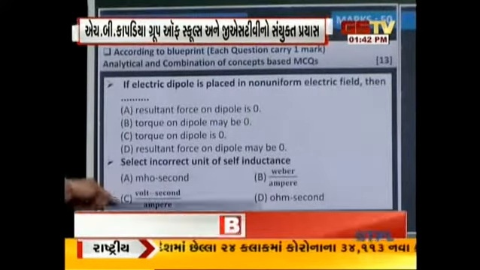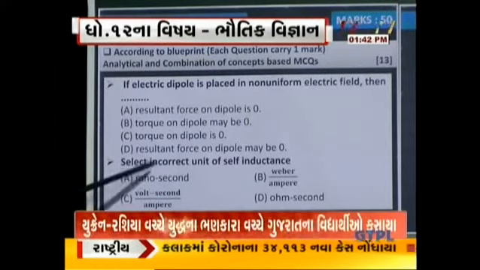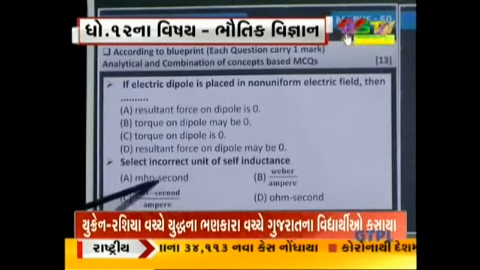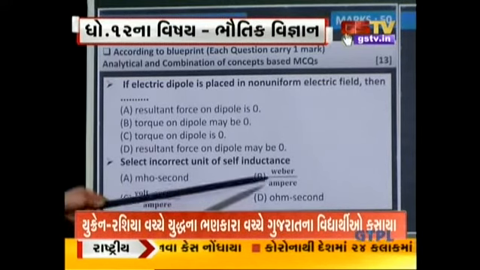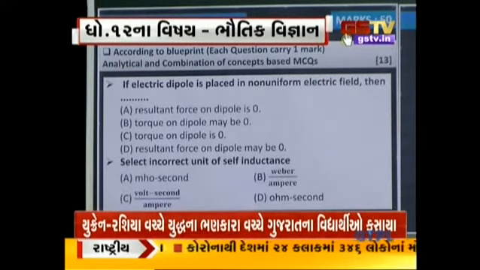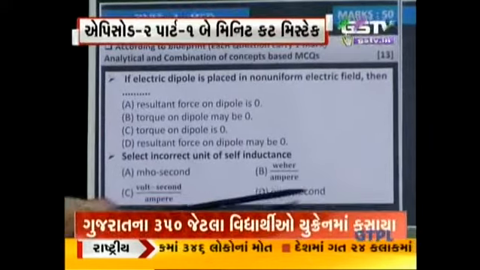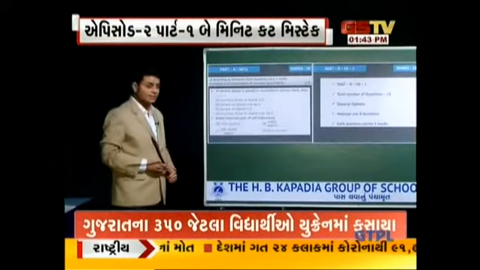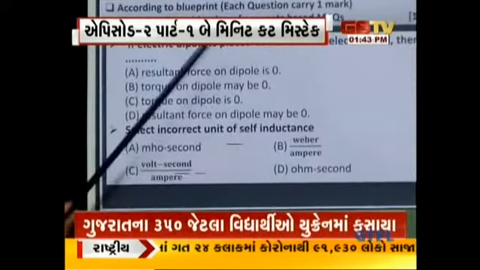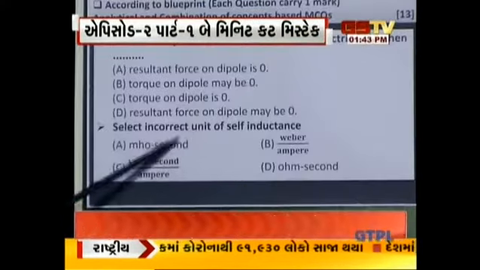So by going through all the options, we can say the unit which is incorrect for self-inductance is mho into second, because all the others, Weber per ampere, volt second per ampere, and ohm second, are units of self-inductance. Instead of self-inductance, if they have kept mutual inductance, then also the answer will remain the same.